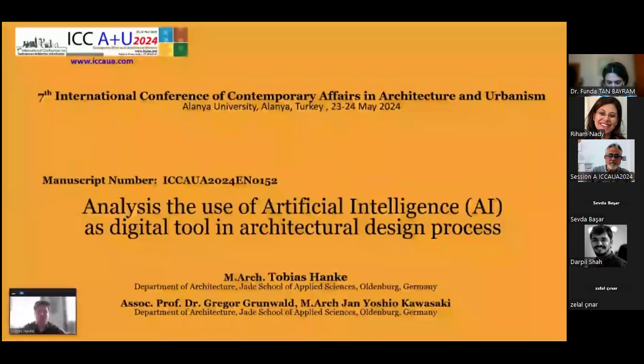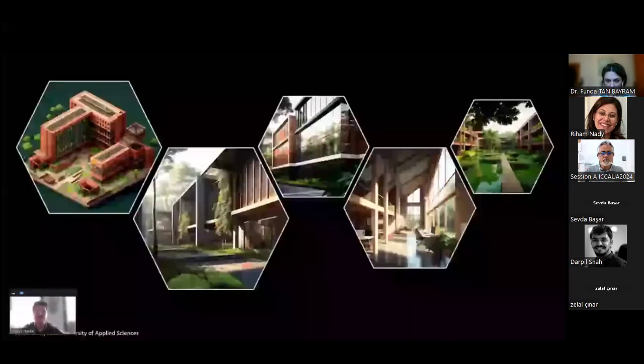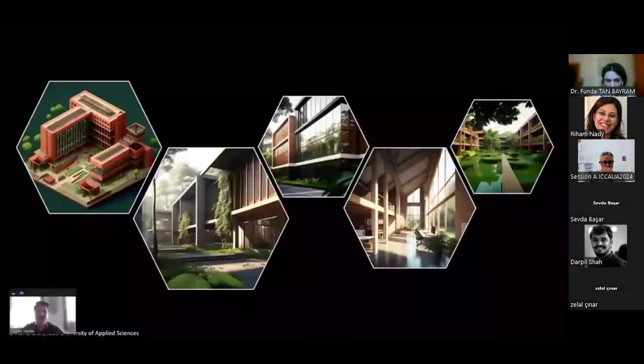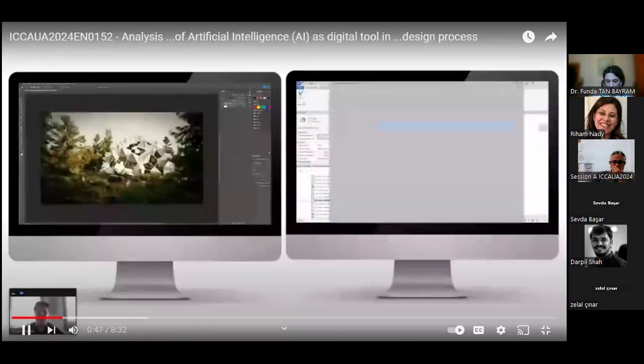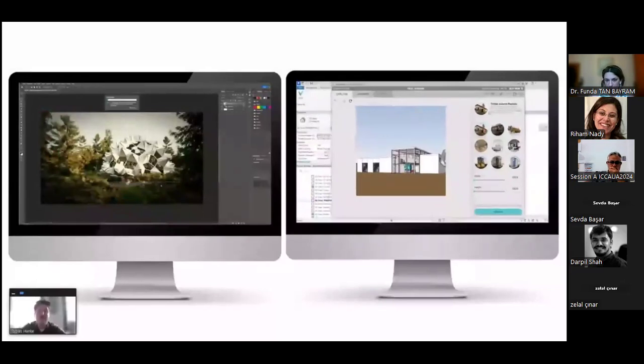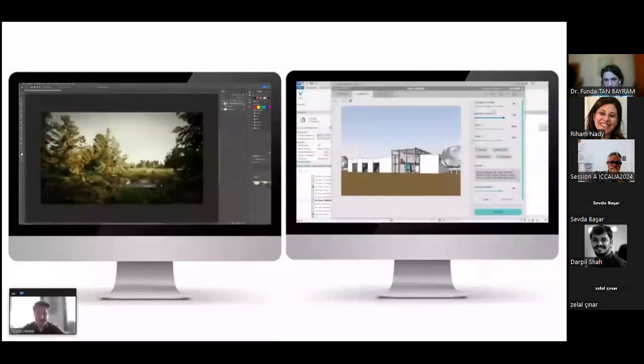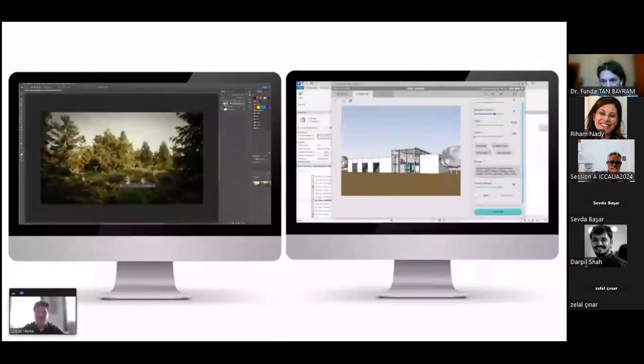We are both research assistants and all three of us work on the same research project. In 2023, as part of the research project, students investigated how artificial intelligence, or AI for short, can be used as a tool in the architectural design process. Since our study, the use of AI has become increasingly common in the everyday work of architects, and is now established as a tool in various software solutions.